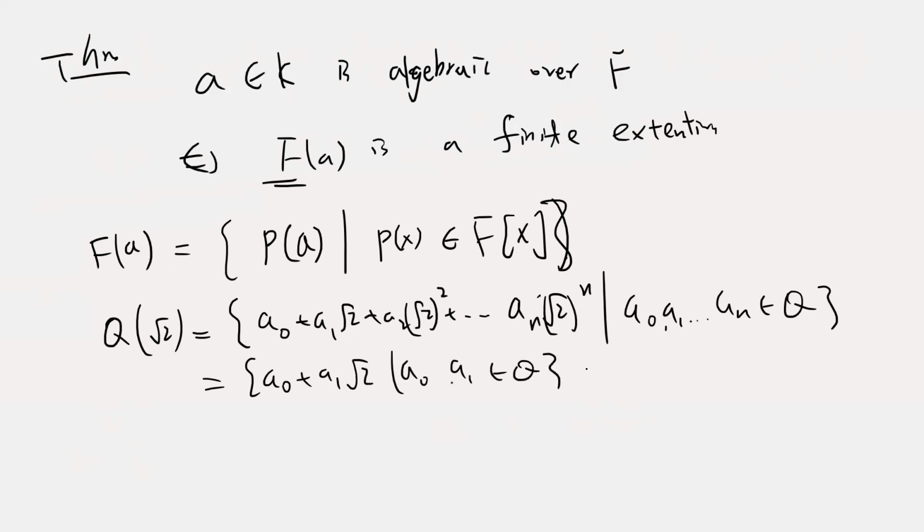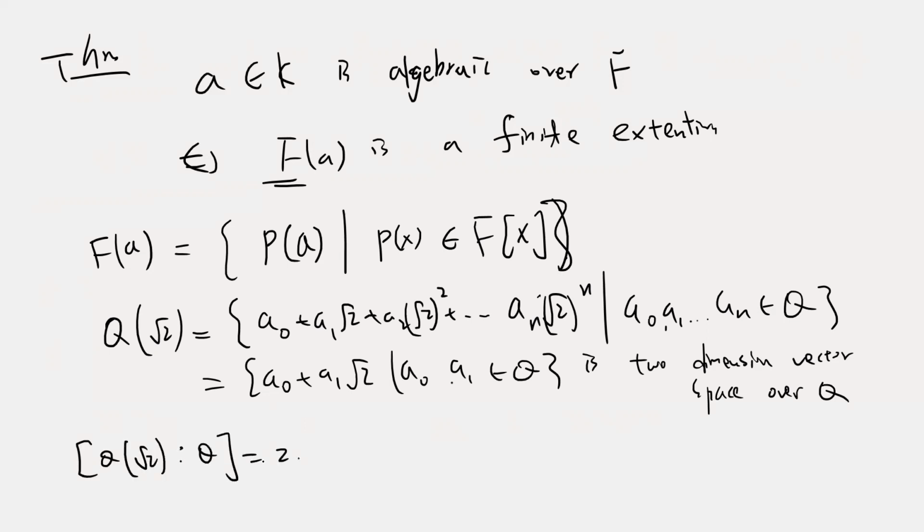So this is a 2-dimensional vector space over Q. Okay, so from this you get this. But this is just an example. I just want to say that if F(A) is a finite extension, then A is algebraic over F. So let's see how we prove this.